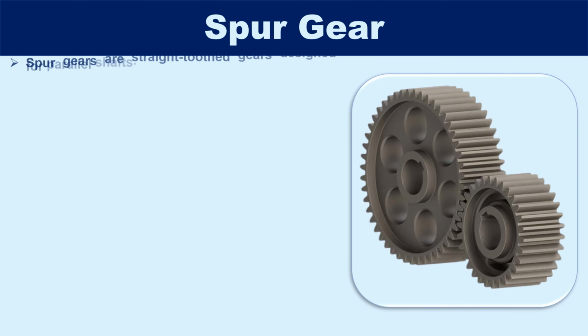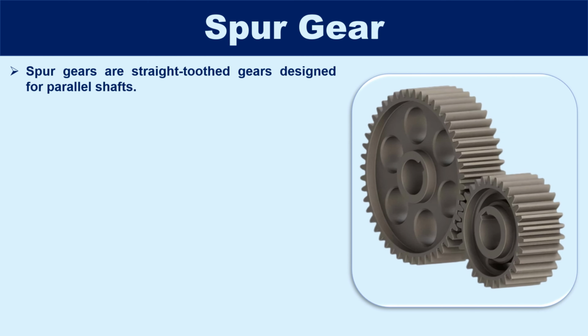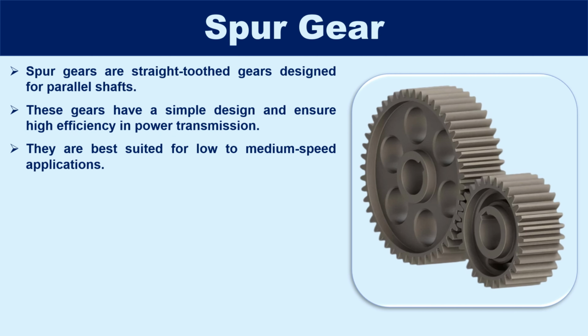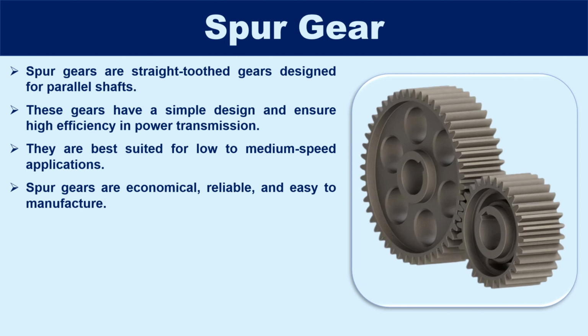Spur Gear. Spur gears are straight-tooth gears designed for parallel shafts. These gears have a simple design and ensure high efficiency in power transmission. They are best suited for low to medium speed applications. Spur gears are economical, reliable, and easy to manufacture.